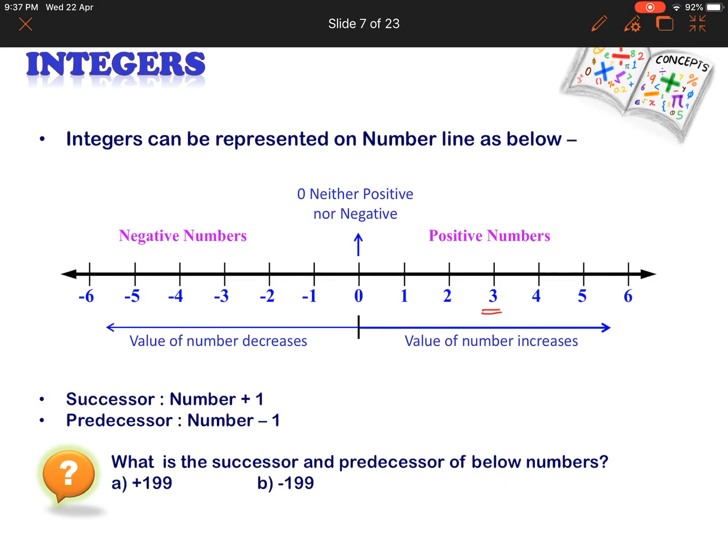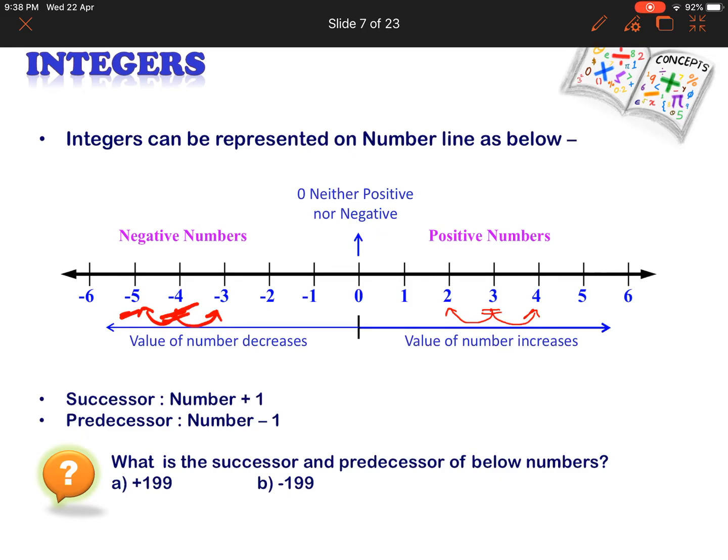Successor of a number. If I want to find out successor of 3, the number immediately to the right of 3 is its successor. So successor of 3 is 4. And what is predecessor? Number immediately to the left of that number is predecessor. So 2 is predecessor of 3. Similarly, for negative numbers, number immediately to the right is successor, number immediately to the left is predecessor. So minus 3 is successor of minus 4, whereas minus 5 is predecessor of minus 4.